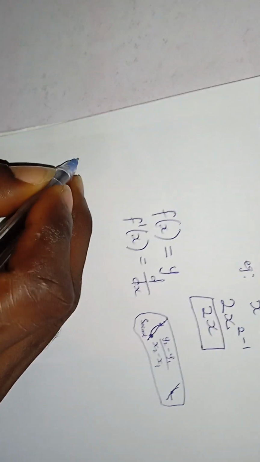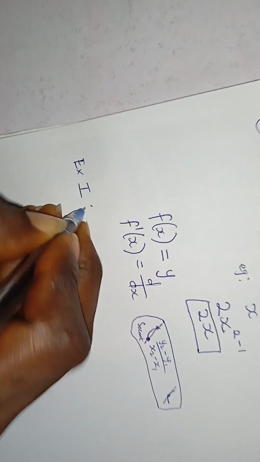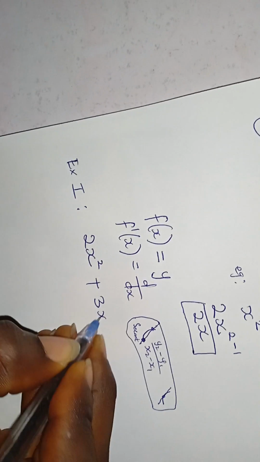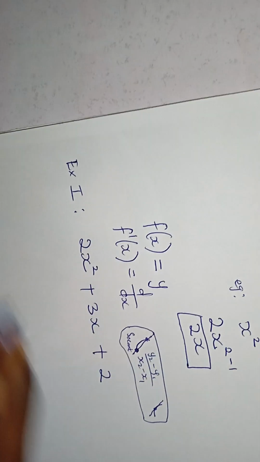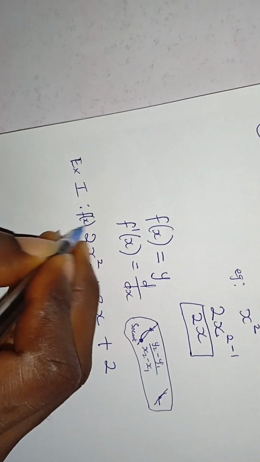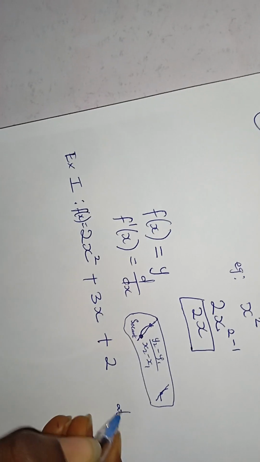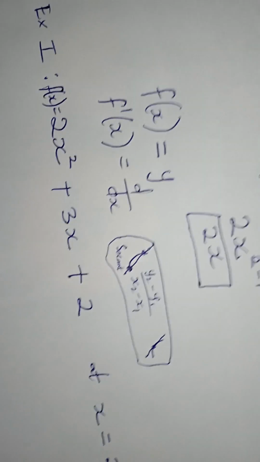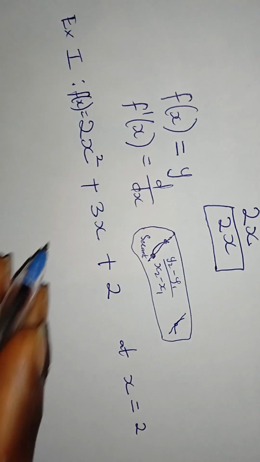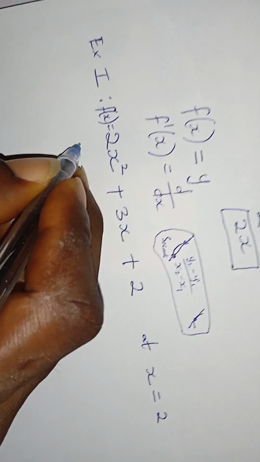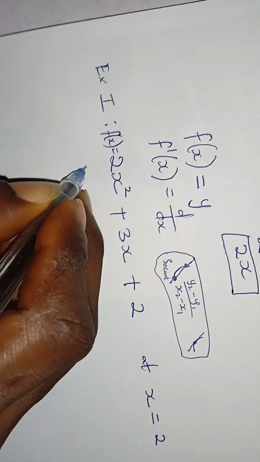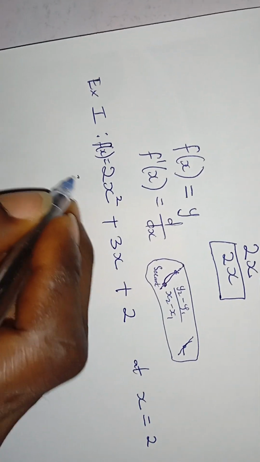Let's say I have, for example, exercise 1, f of x equals 2x squared plus 3x plus 2, at x equals to 2. All you simply need to know is that if this is the case, using the power rule, there is 2 here already. There's something called constant multiplication. So that constant d dx.